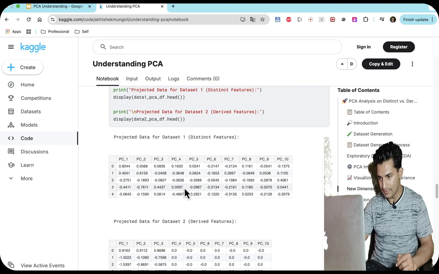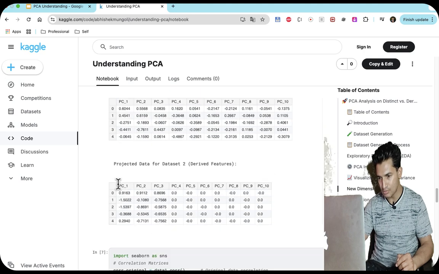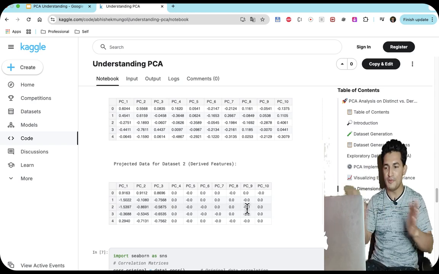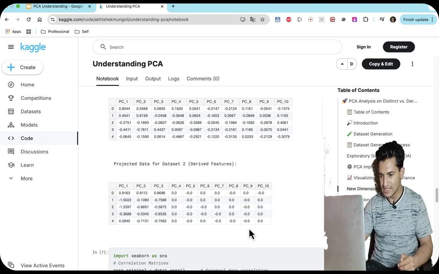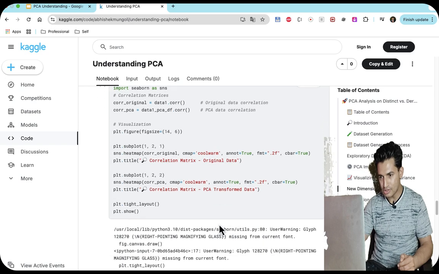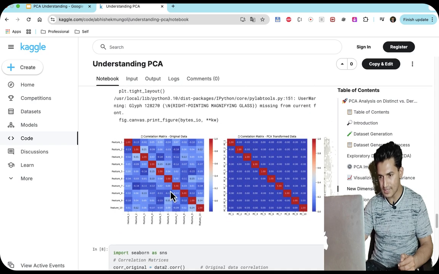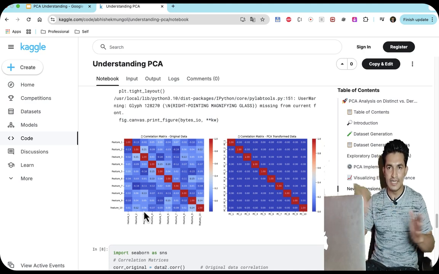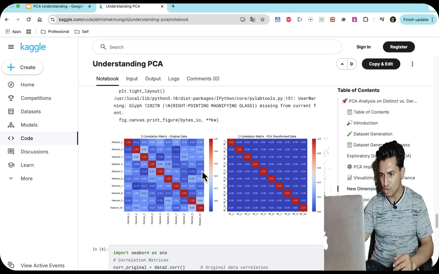And you can see the new dimensions PC1 to PC10 here, and also PC1 to PC10 in the second dataset. Only 3 are enough. You can see that the remaining ones are all zeros. There is no variance, no information left to be captured in the remaining principal components. Let's also look at the covariance matrix. The first dataset is already less correlated. You can see that the diagonal values, where a feature is correlated with itself but not with other features, because we have drawn all the 10 features independently of each other, so they are very less correlated.